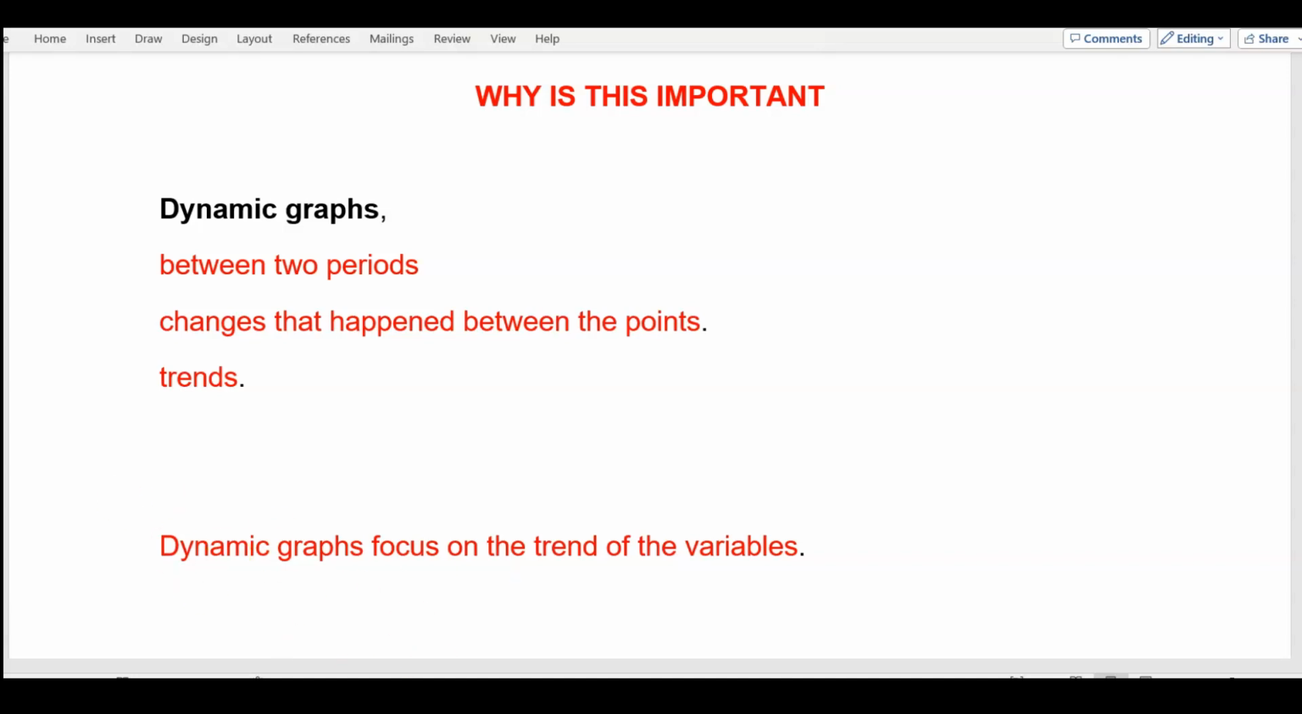That is why it's important. So take note that dynamic graph, when you're looking for the main features, you're now going to talk about the trend. It's mostly about the changes that happen between that particular period. Let's look at static graph.